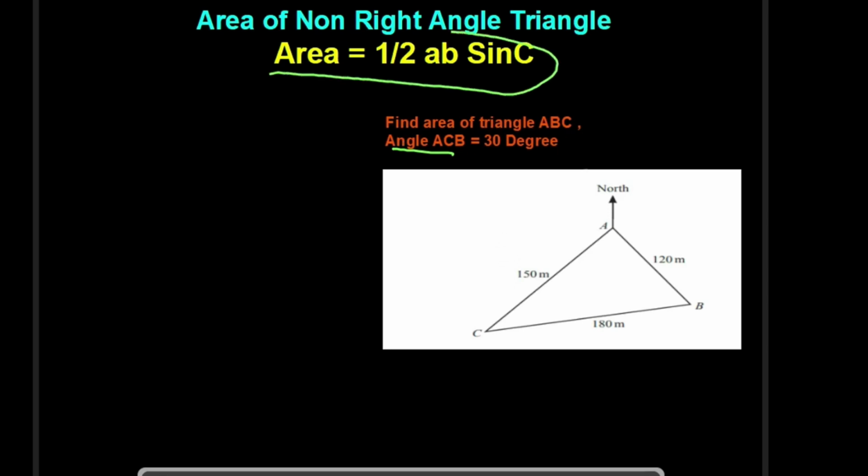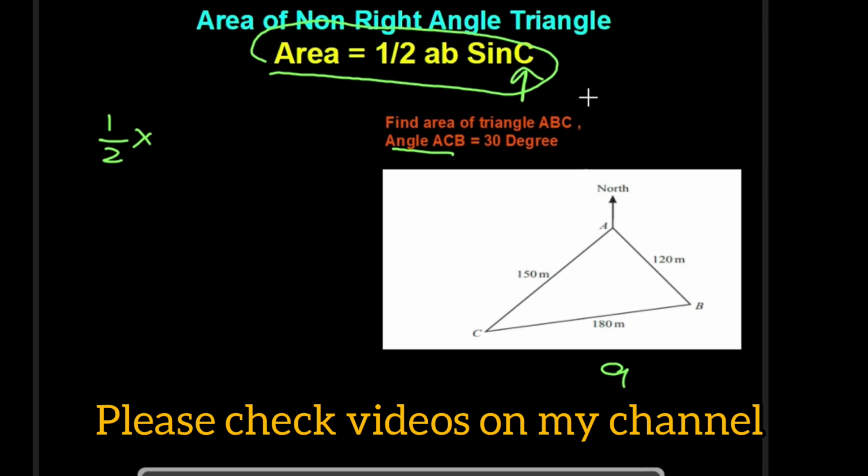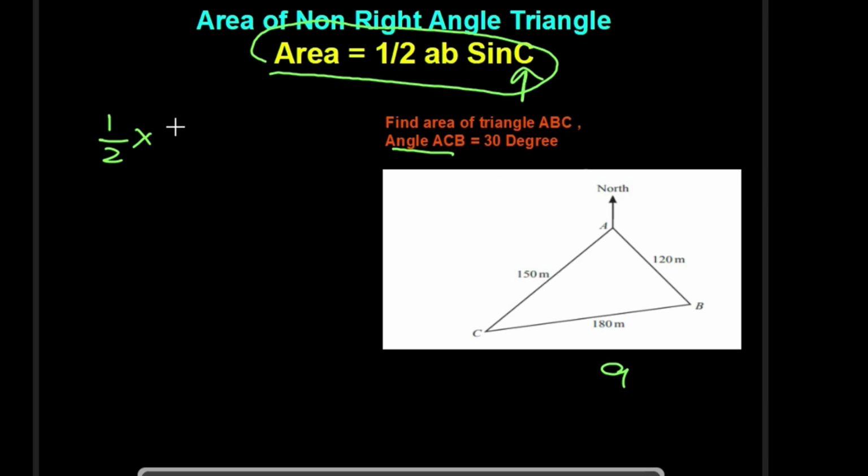The area of a non-right angle triangle is always going to be half into a into b into sine C. Here this is a, this is b, and the angle is C. Whatever two sides you take, those sides must make that angle, and you take that as C. So a and b in this case are 180 and 150, with sine 30 degrees.